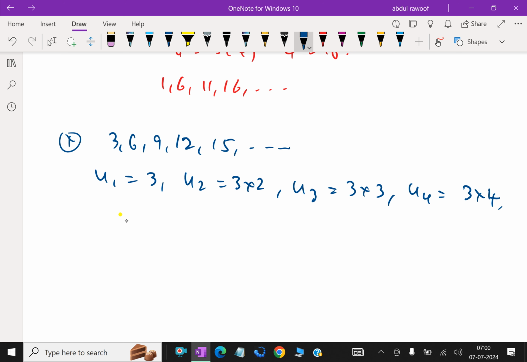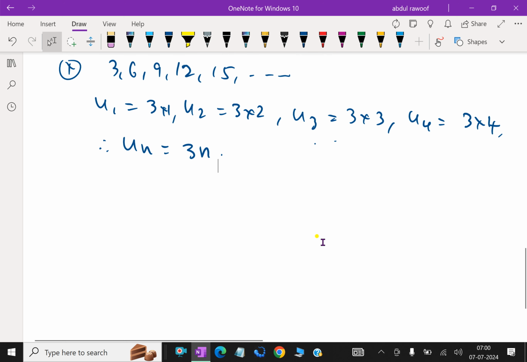Look at this pattern. Here, all are 3 multiplied with 1, 2, 3, 4, 5, 6, like this. Therefore, Un is 3n. This is the general formula for the number pattern.